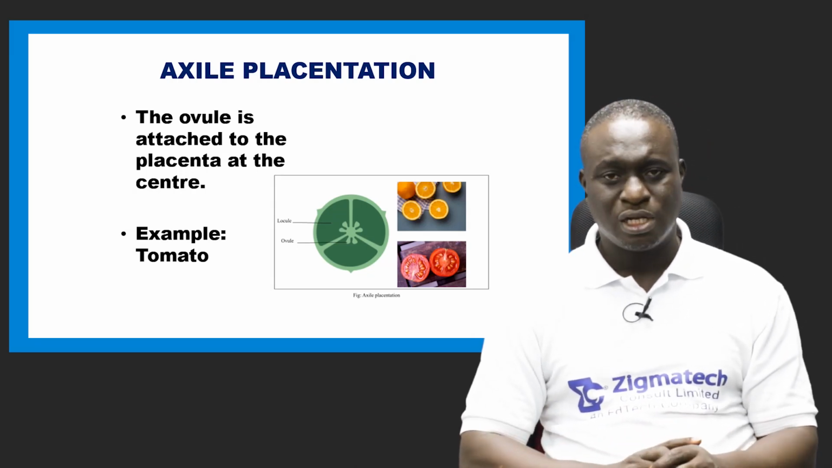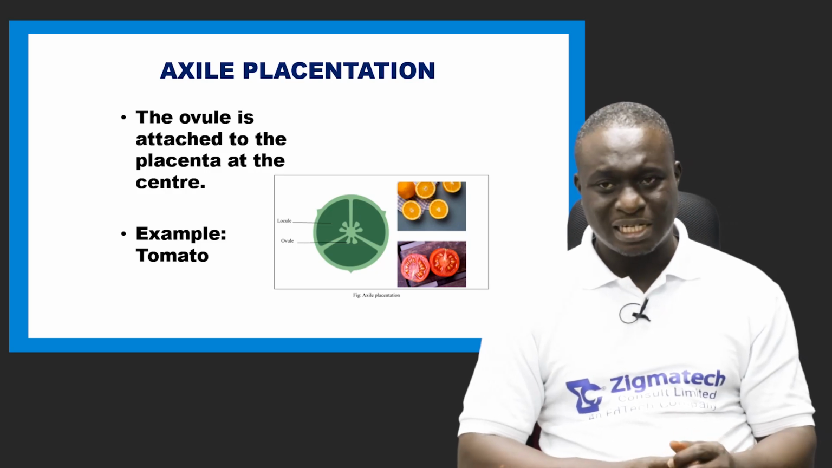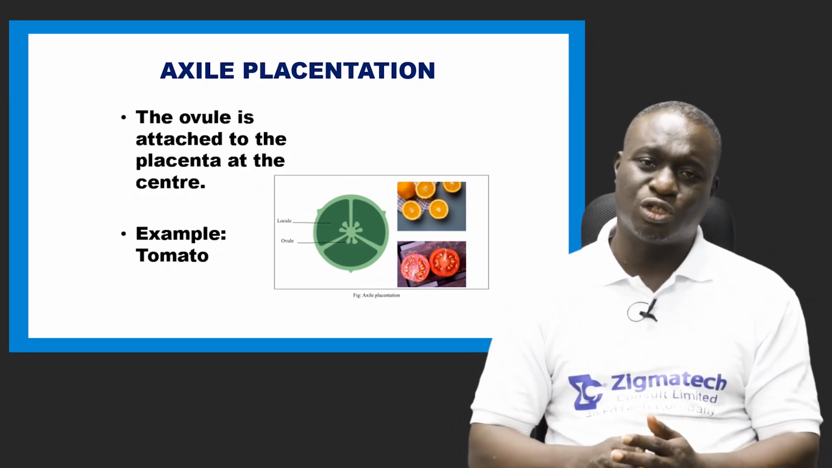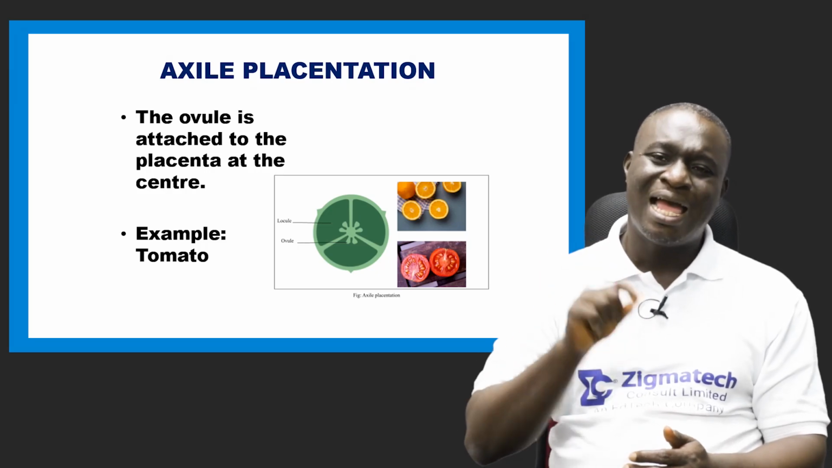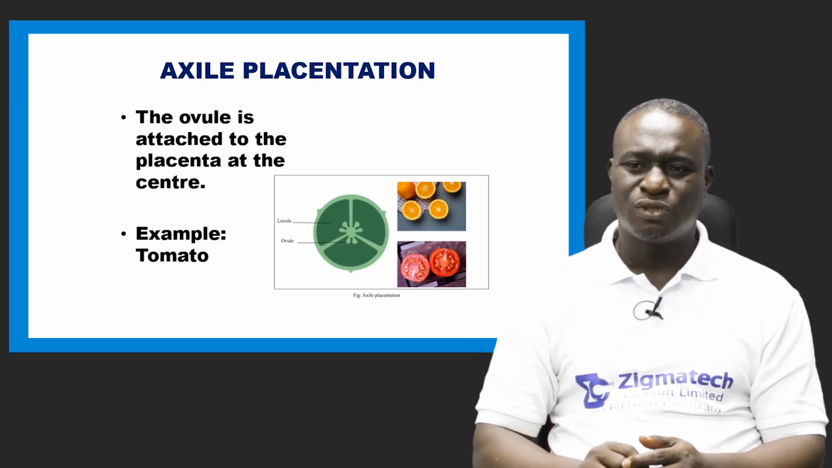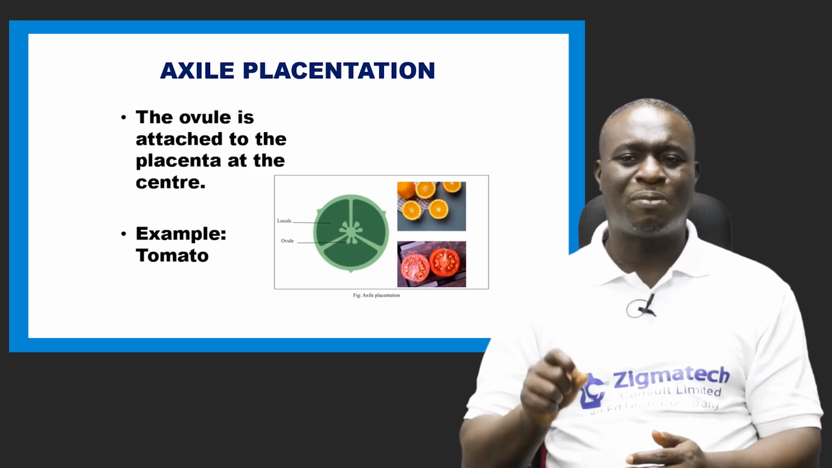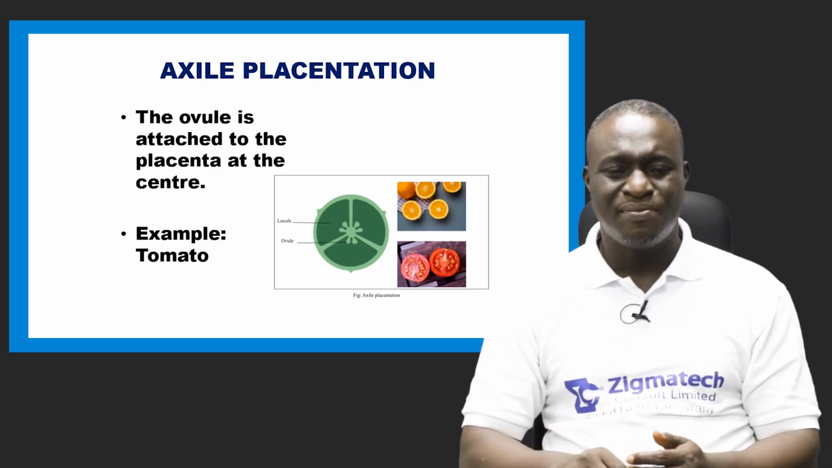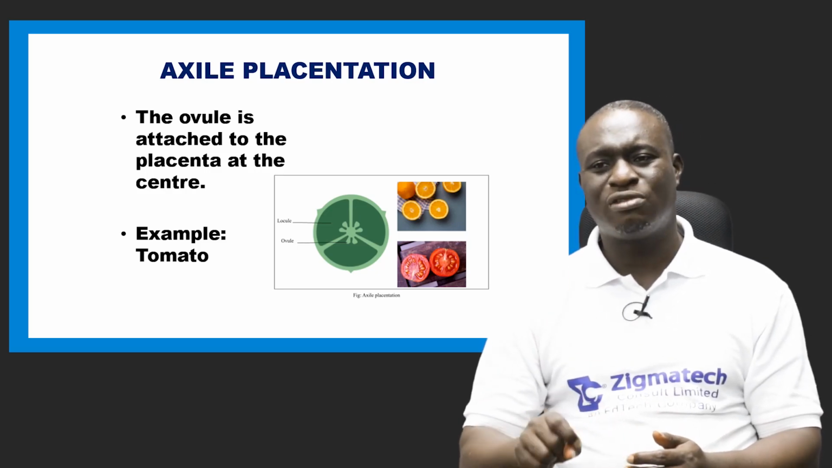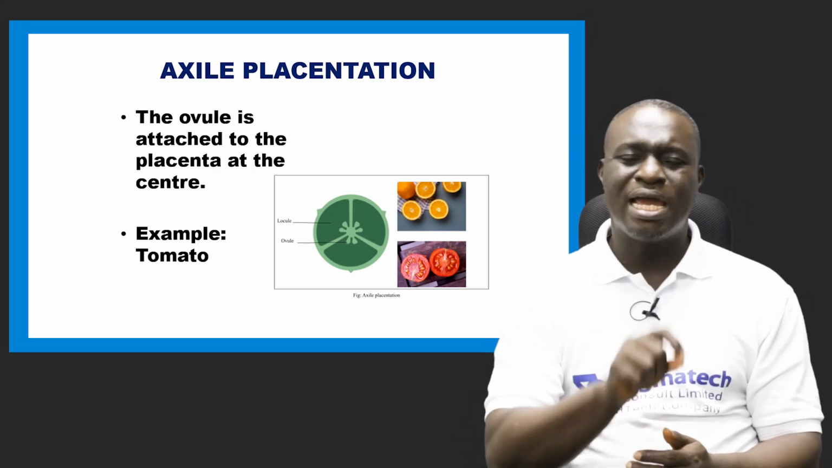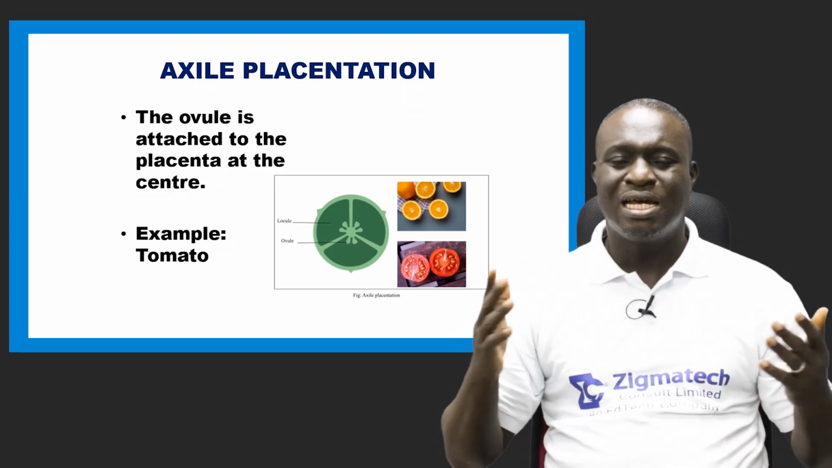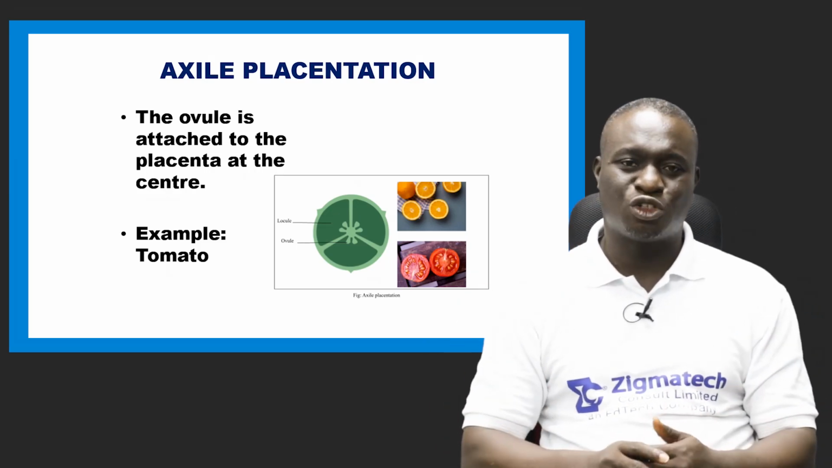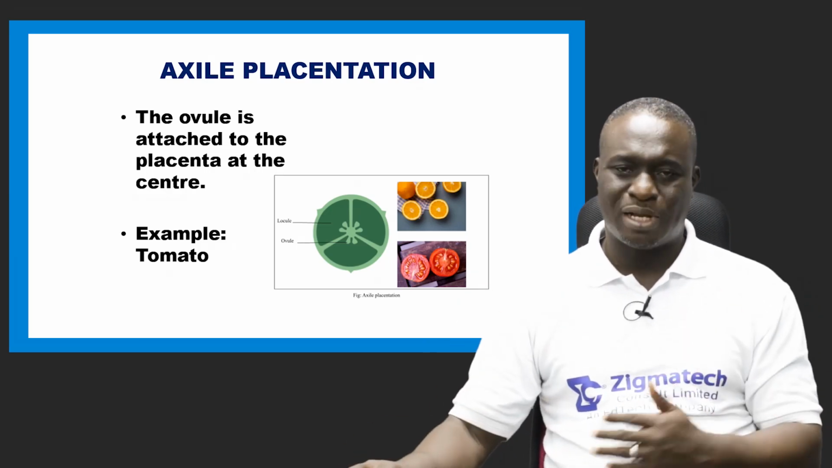Next is axial placentation. Now, what is axial placentation? It is a type of placentation in which the ovule is attached to the placenta at the center. You see an example of this type of placentation in tomatoes. If you look at it on the screen there, you're going to see this type of placentation. It is found in tomato.